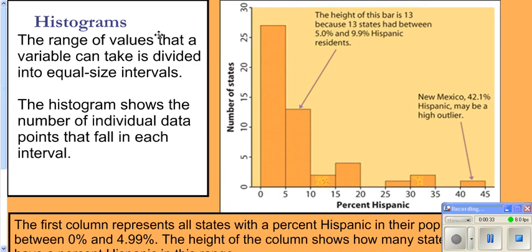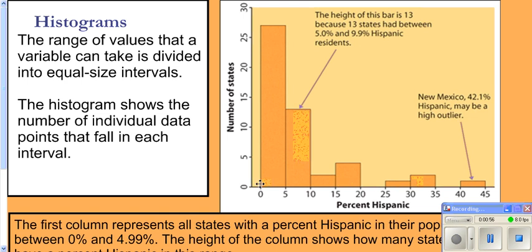Now, histograms, you might think, look like bar graphs. Yes, however, with histograms, you have numbers going across your horizontal axes because you're dealing with quantitative data. When you're dealing with bar graphs, you have categories going across your horizontal axes. That's the main difference between them.